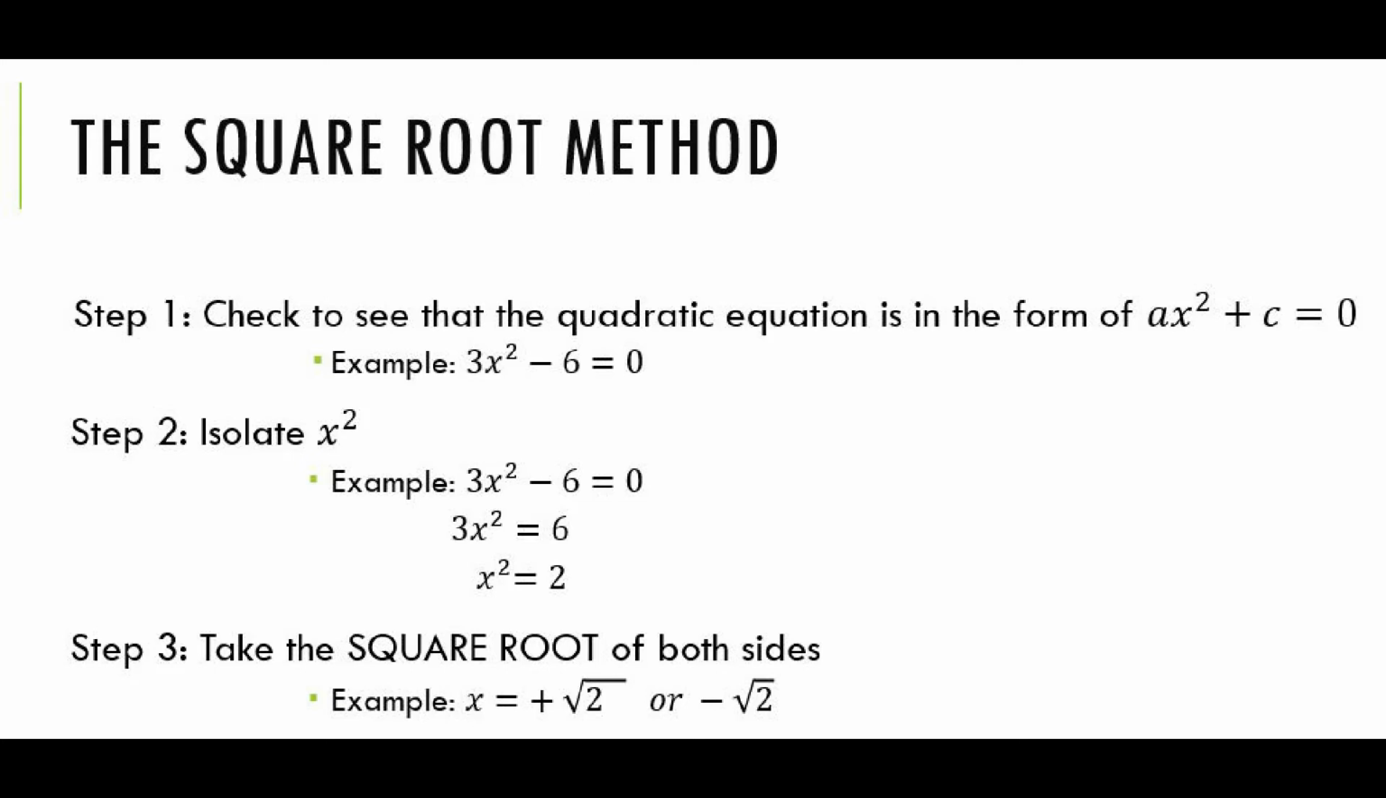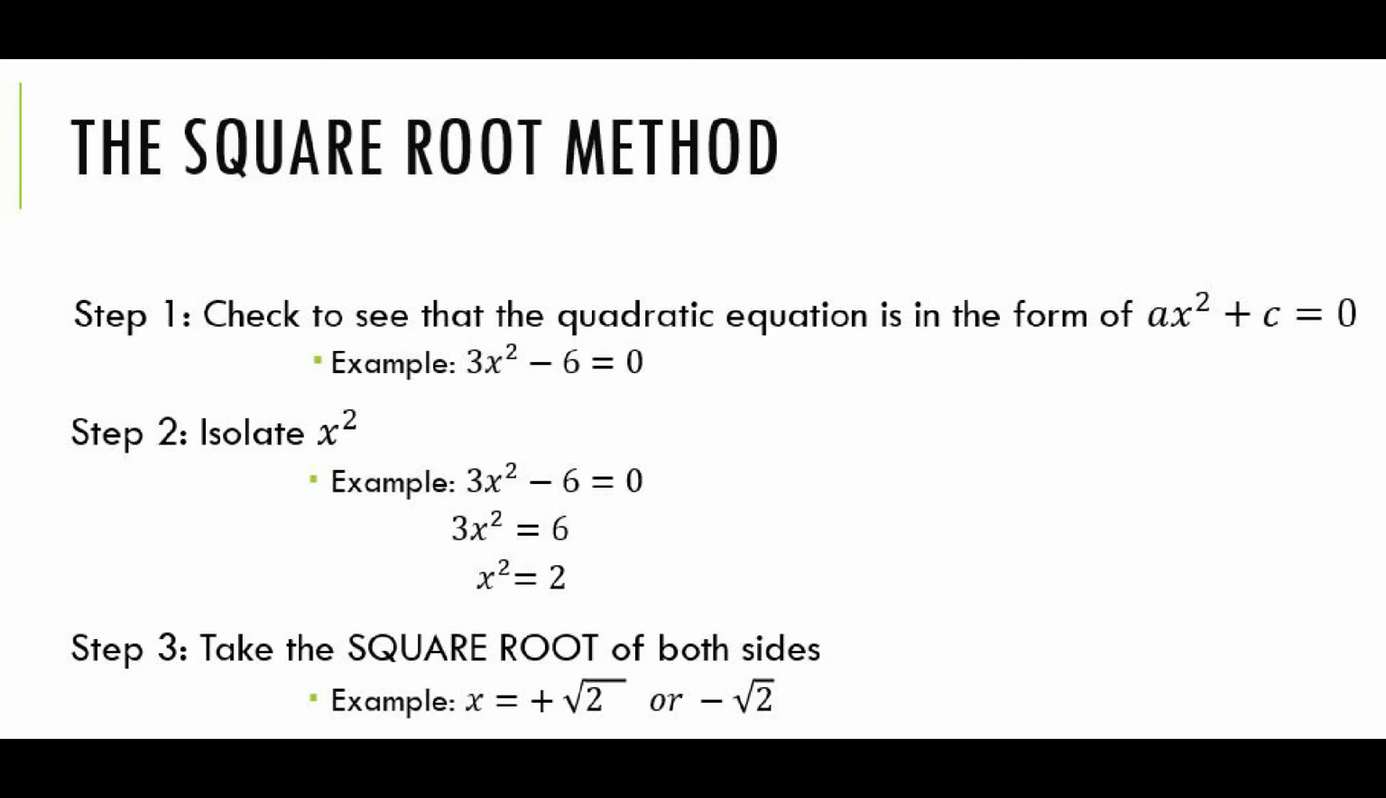After that, your second step is to get x by itself. For this example, to get rid of the 6, since we're subtracting 6, we're going to add 6 to both sides and get 3x squared equals 6. Then we have to get rid of that coefficient 3, so we divide both sides by 3 and get x squared equals 2. Our very last step is to take the square root. That's why it's called the square root method.